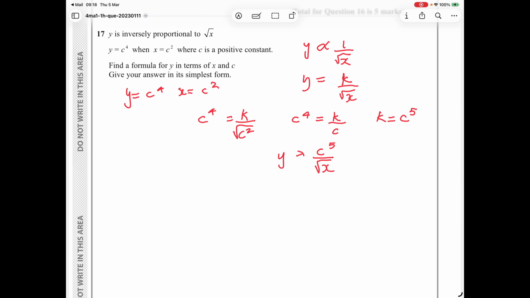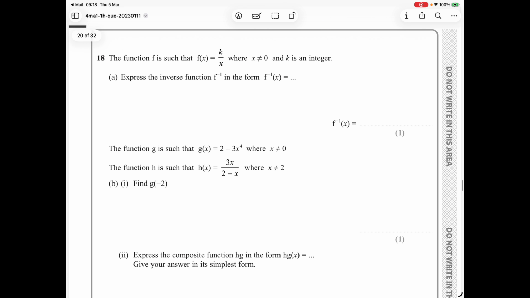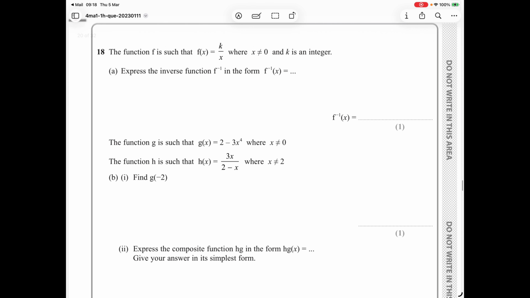Actually, I'm going to just do another one, which is slightly... Okay, we know that the function f is such that f of x equals k over x. Okay, k is an integer and x does not equal 0, because otherwise it wouldn't work. Express the inverse function f to the minus 1 in the form f to the minus 1 of x.